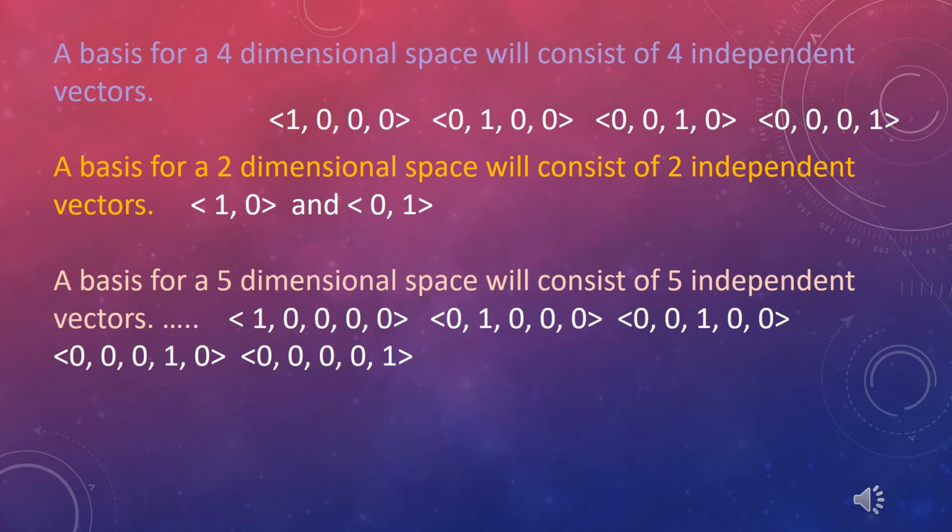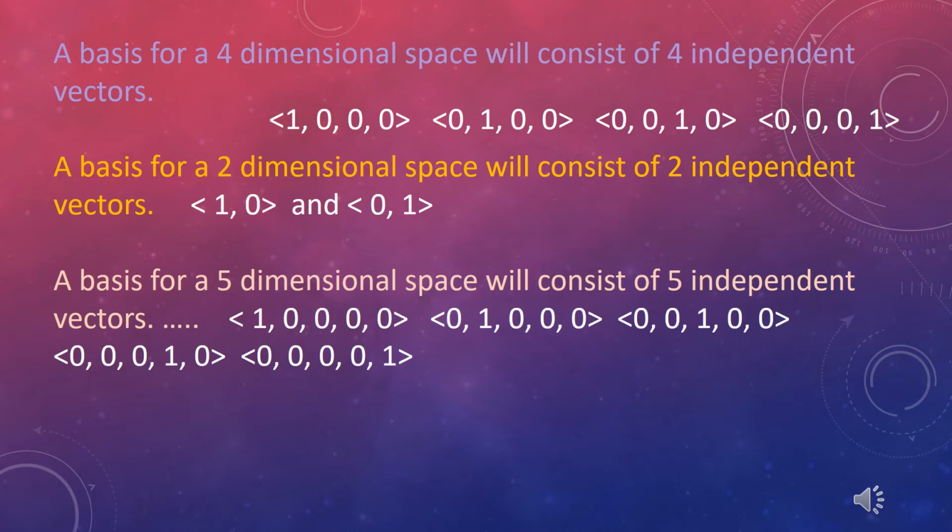So to form a basis for a 4-dimensional space, I need 4 independent vectors. To form a basis for a 2-dimensional space, I need 2 independent vectors. To form a basis for a 5-dimensional space, I need 5 independent vectors.